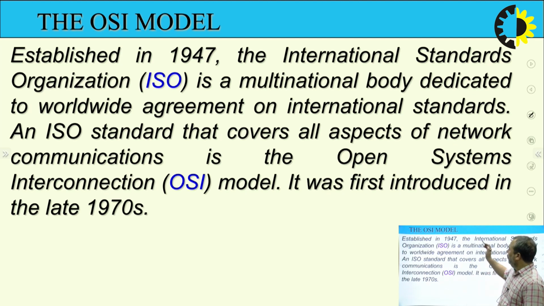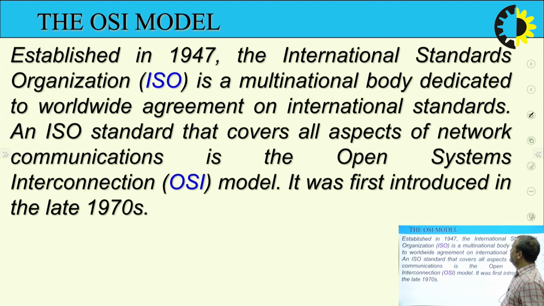The OSI model was proposed and established in 1947. This OSI reference model is a reference model to communicate between any two communicating devices. How is it done? The concepts from the postal system are implemented in this communication model. So OSI was established in 1947.